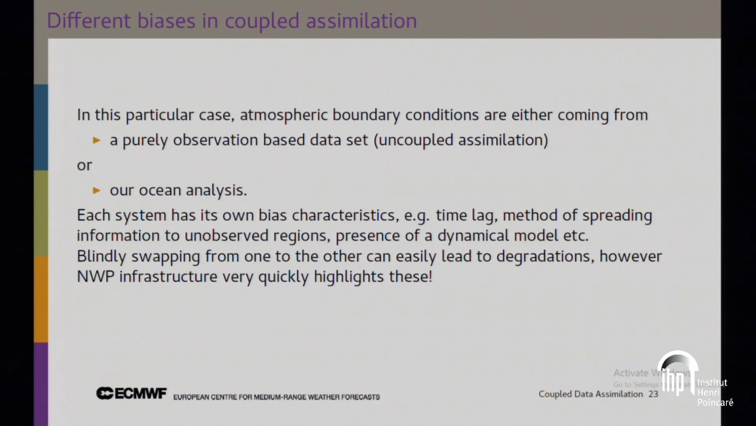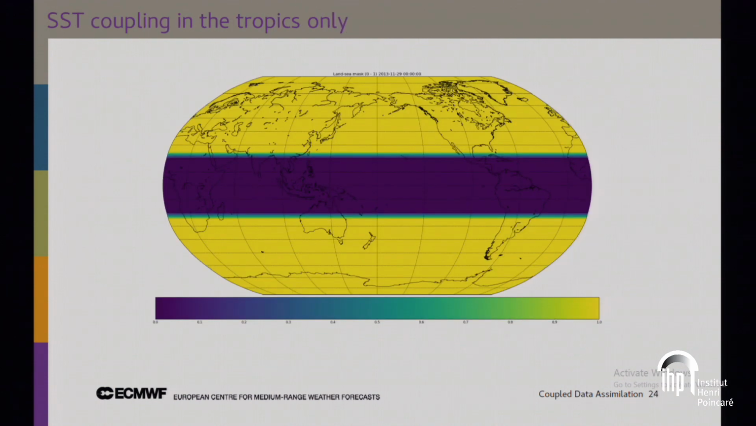But if we just blindly do this, our systems are going to have completely different biases. So we're comparing basically an uncoupled atmospheric assimilation, which sees nothing to do with a numerical model, against our ocean analysis, which has a numerical model built in. So we've got to be careful.